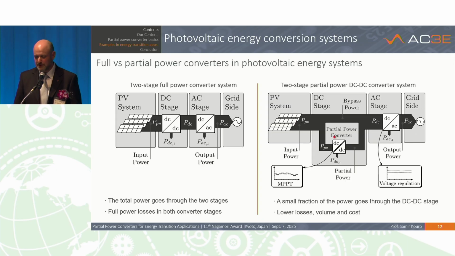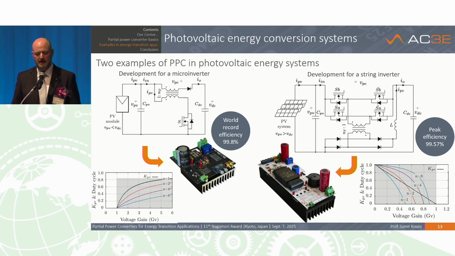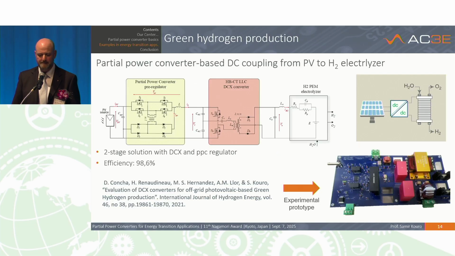And in this case, we achieved partiality ratios up to 10%. And here is one example of the topologies that you can later see in the room next to where we're having the exhibition. And this at that time achieved a world record efficiency of 99.8% because of the small losses. We then used this technology for green hydrogen production.